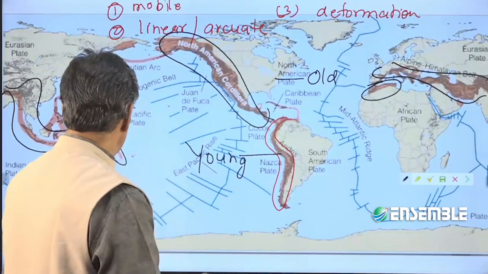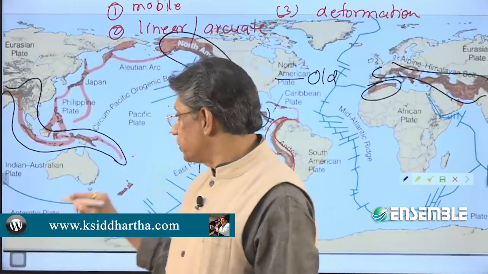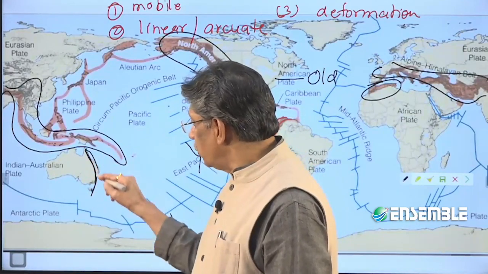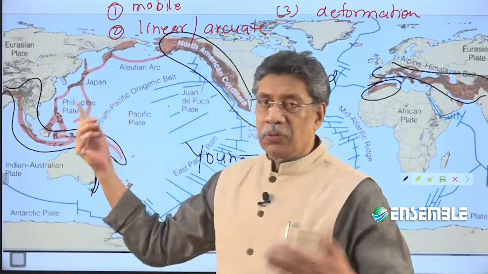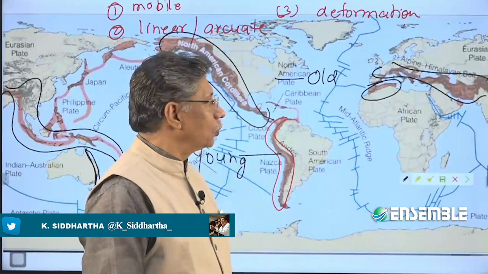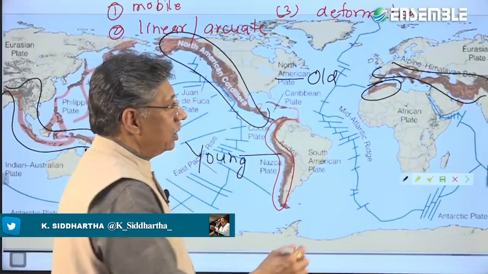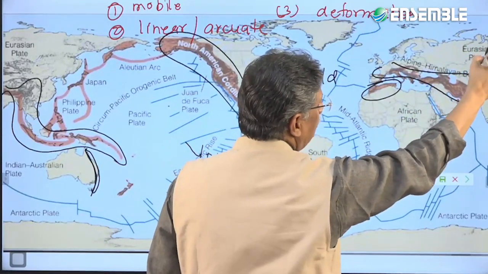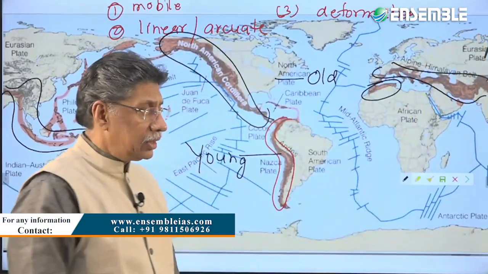Then in Australia, you're going to find one of these portions here. That is again another old mountain. This is an old mountain. And of course, in many places in the world, you're going to find such mountains. For example, in Siberia also, you're going to find old mountains in the northern portion.